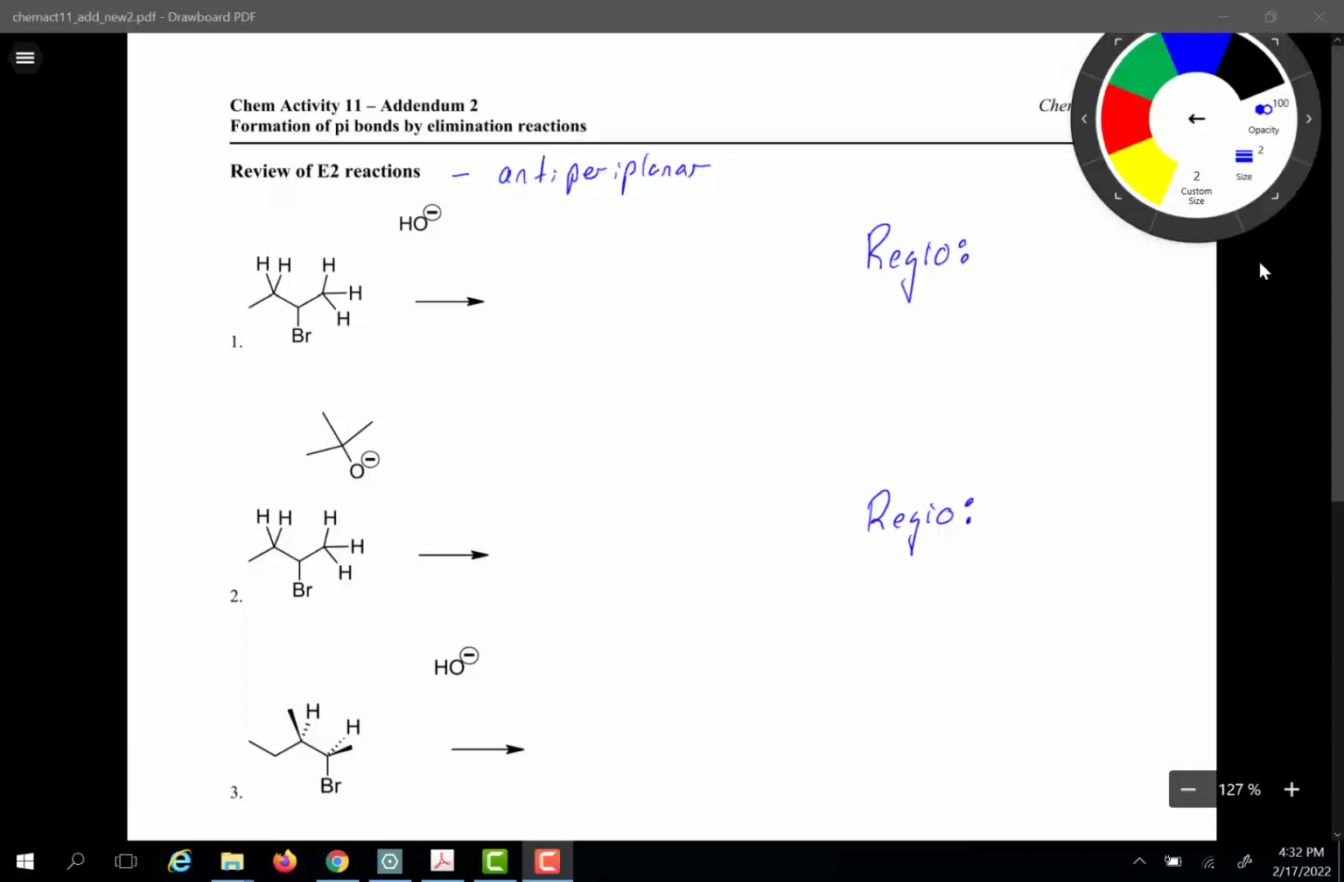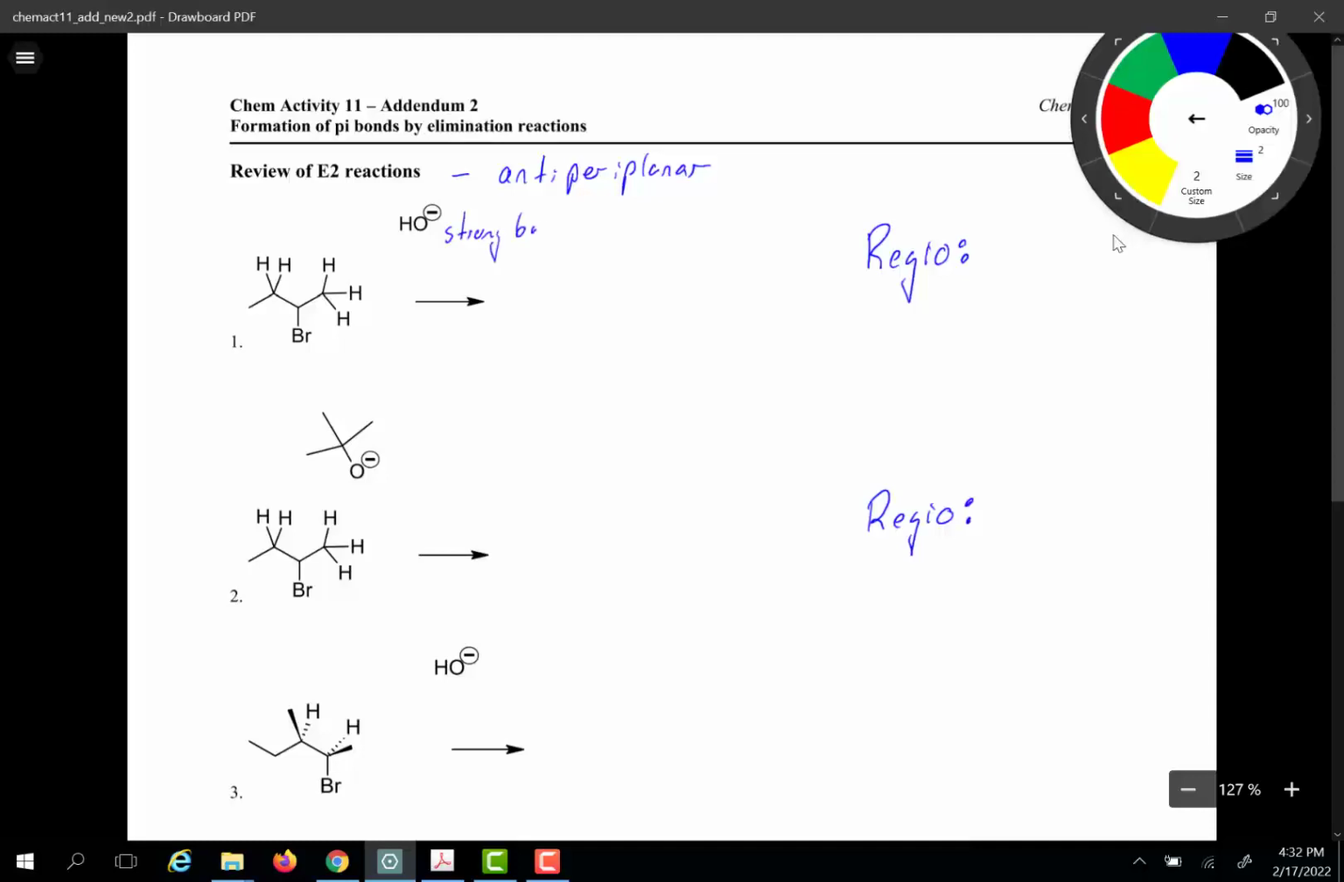In this video, I will be examining various E2 reactions. The purpose of this is to review the things that you have already seen. So this corresponds to the Chem Activity 11 Addendum 2. And I'm starting with the classic example of having a strong base.